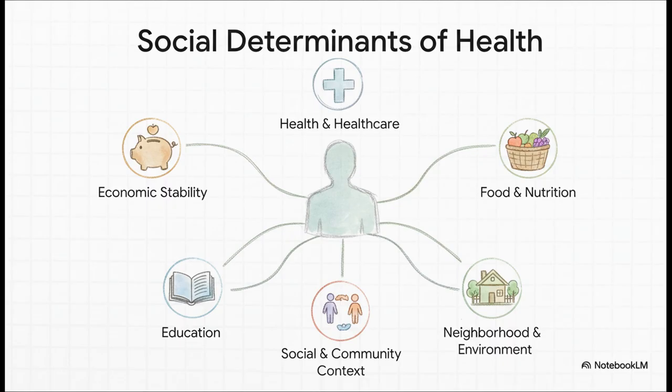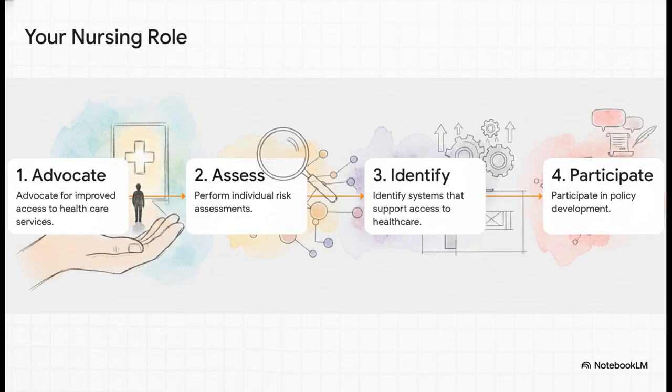These are the social determinants of health. You have to ask, does my patient have a safe home? Can they afford healthy food? Do they have a job? Do they have support? I'm telling you, these factors can have an even bigger impact on their health than any medicine we can prescribe. So what is your job in all of this?